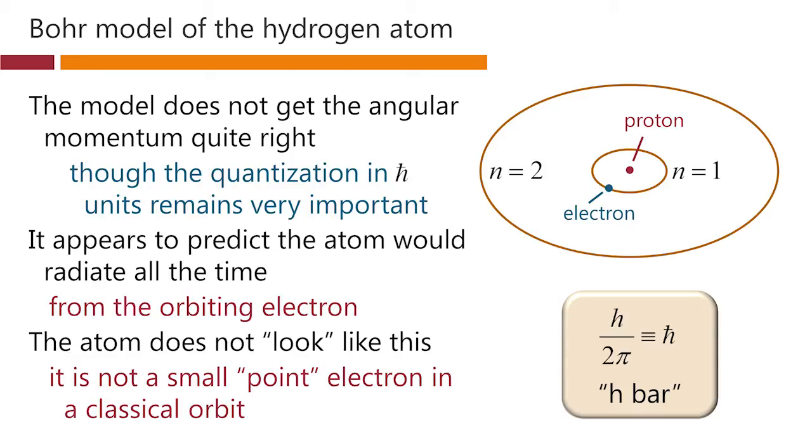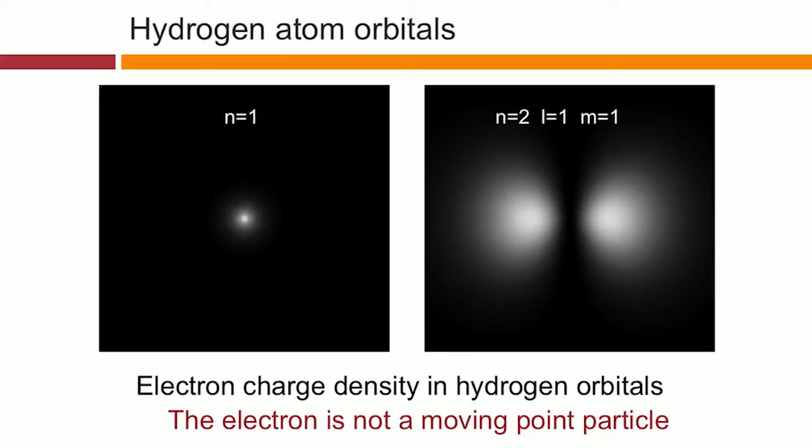And it gives an entirely incorrect picture of what the hydrogen atom actually looks like. A very important point is that the electron is not some small point in a classical orbit. It is, however, very, very difficult to get this picture out of people's minds. And to help counter that problem, here is what the hydrogen atom actually looks like.